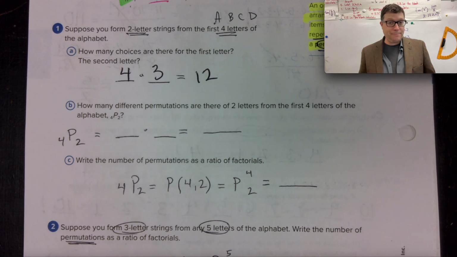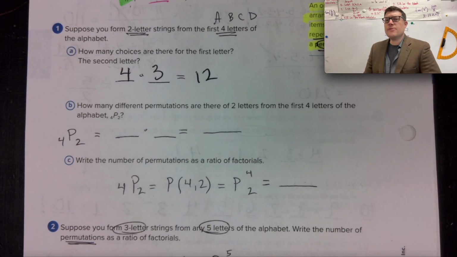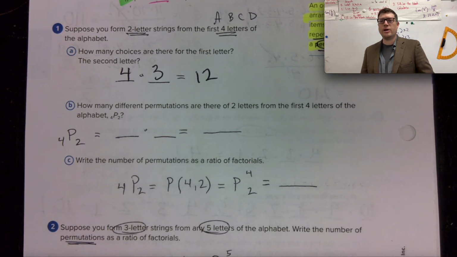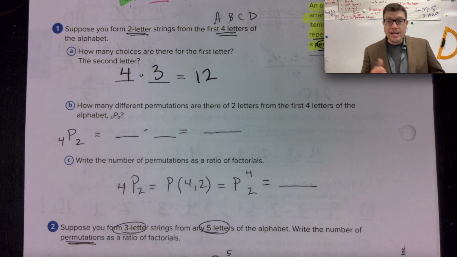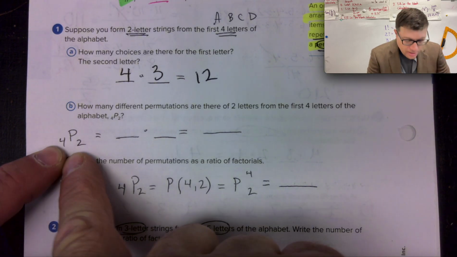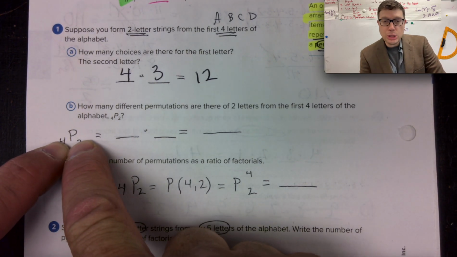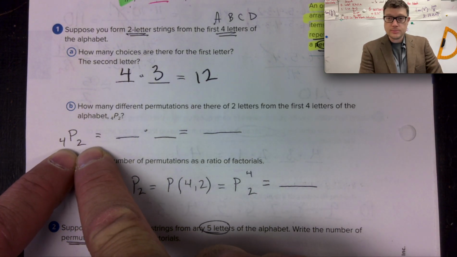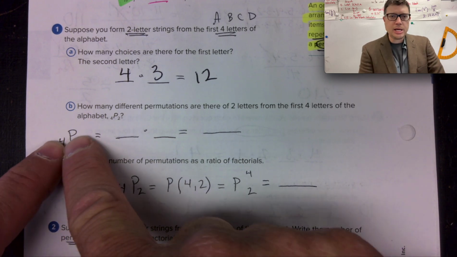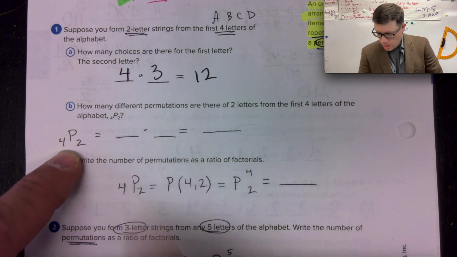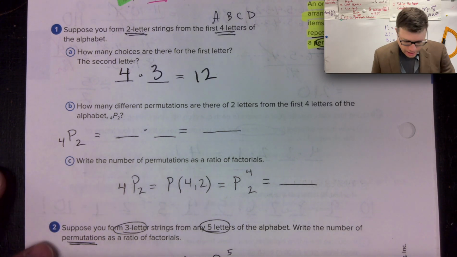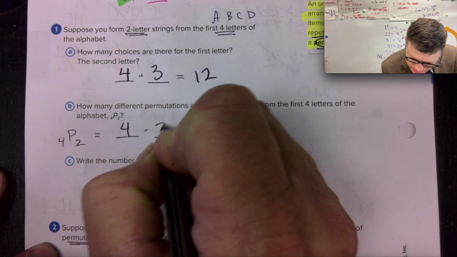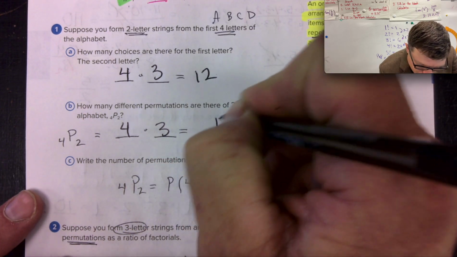So 1B continues. How many different permutations are there of 2 letters from the first 4 letters of the alphabet? And when we write this, I'm writing it like this. 4 letters permuted 2 ways. 4 things in a permutation of 2. It's the same calculation. There are 4 times 3, which means 12, right?